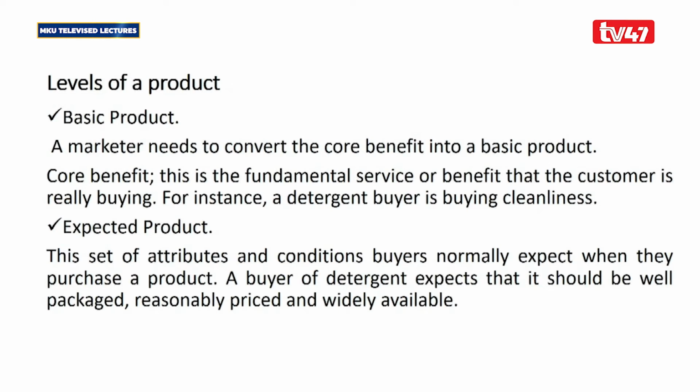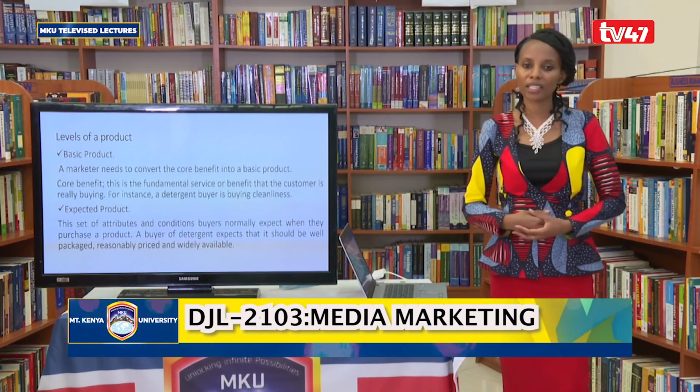Also, there is the expected product, and these are the attributes and conditions that buyers normally expect when they purchase a product. Buyers and consumers have different expectations as they purchase a product, for example, how a product is packaged, and also pricing. There's no way you can market a product and be successful unless the pricing is reasonable for different customers. That's why we go for different products based on whatever we find reasonable. So customers look for well-packaged, reasonably priced goods, and even availability.